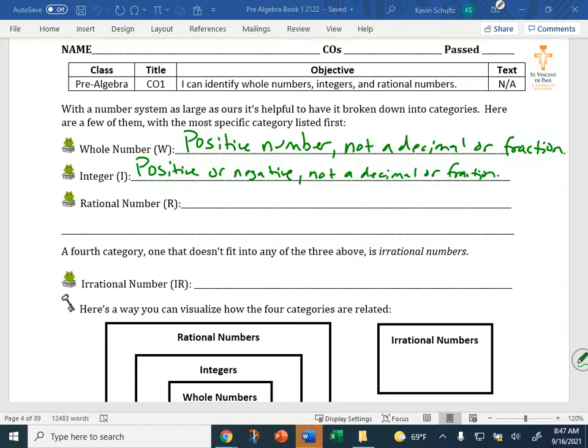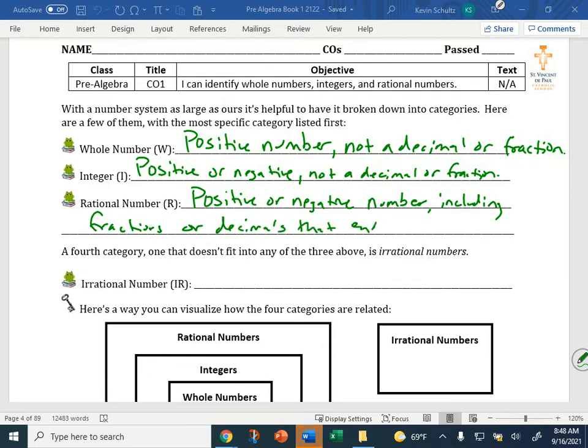Okay, and then with rational numbers, we really open things up because what's everything that could potentially be rational, Abby? Positive or negative numbers, including fractions or decimals that end or repeat. All right, positive or negative number, including fractions or decimals that end or repeat.